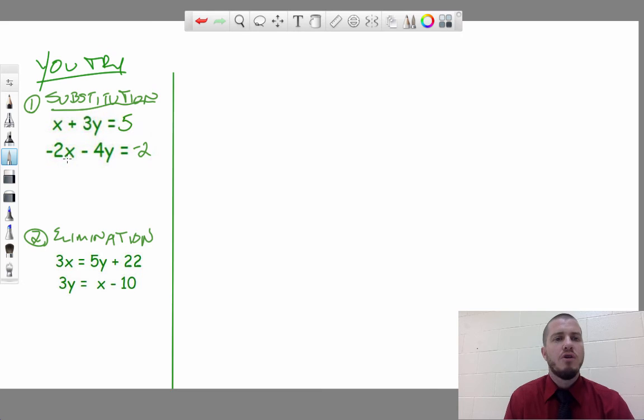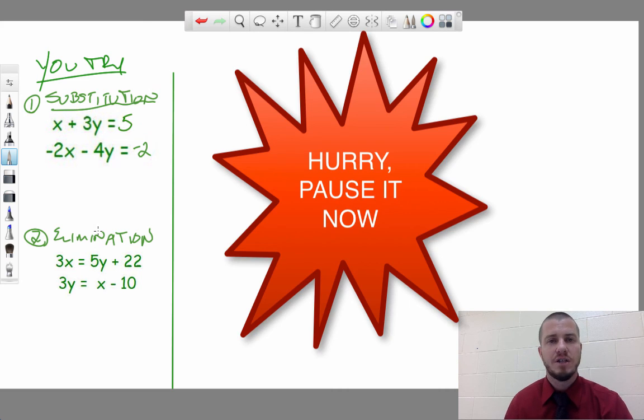Okay, so here are a couple U-try problems. Solve the first one by substitution and the second one by elimination. Remember to pick the variable with the coefficient of 1 or negative 1 in the substitution and line them up so that the variables are in columns first for elimination. Go ahead and pause it and I'll give you the answers in a little bit.